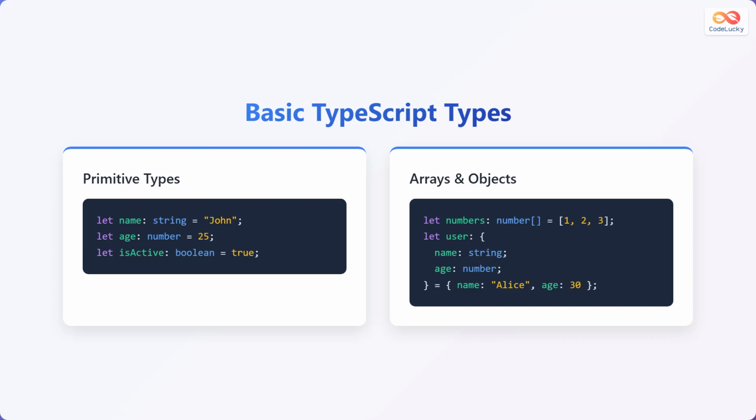TypeScript provides basic types such as strings, numbers, and booleans. For example, to declare a string variable, use let name: string = "John". For a number, use let age: number = 25. For a boolean, use let isActive: boolean = true. You can also define arrays and objects with specific types. For example, let numbers: number[] = [1, 2, 3]. And for objects, let user: { name: string; age: number } = { name: "Alice", age: 30 }.